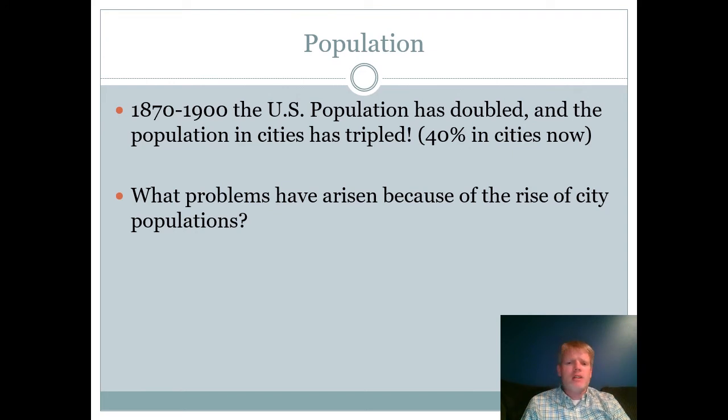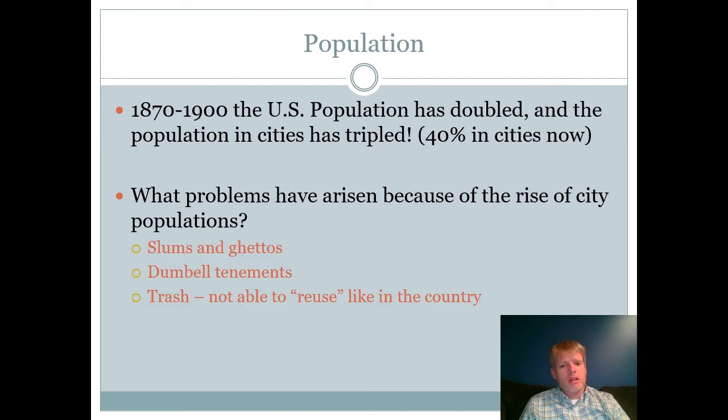So plumbing needs to be improved, sewage needs to be improved. The spaces themselves need to be improved. They need to figure out how to handle the population and the trash created by the population and the transportation, and all of these different things are part of this end of the 19th century, beginning of the 20th century move.